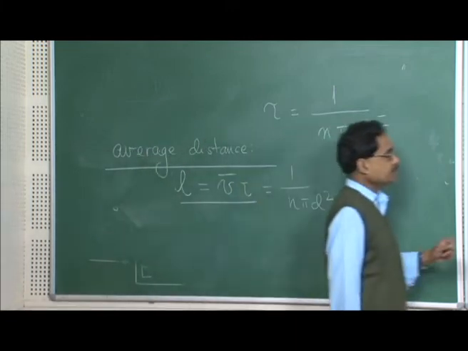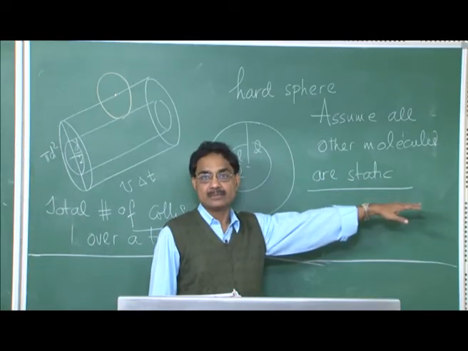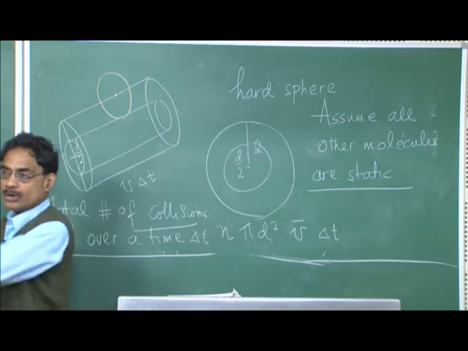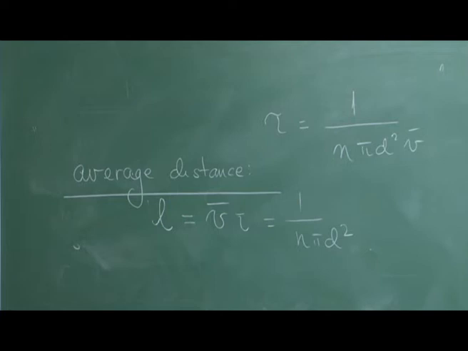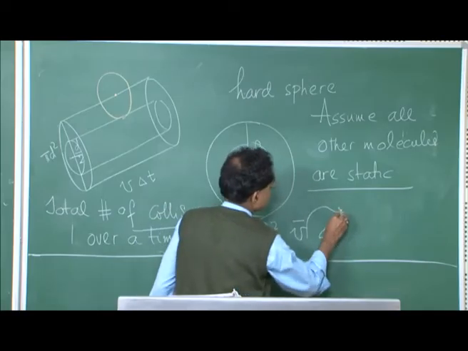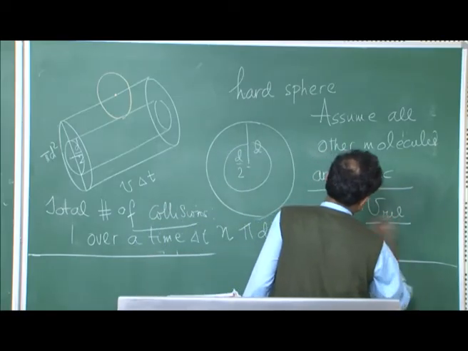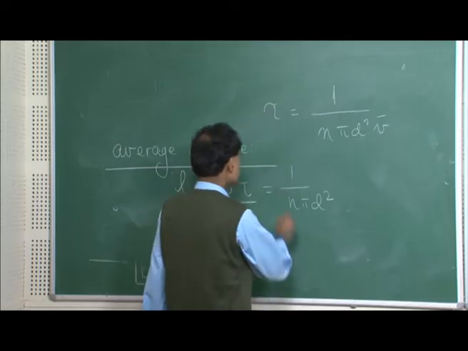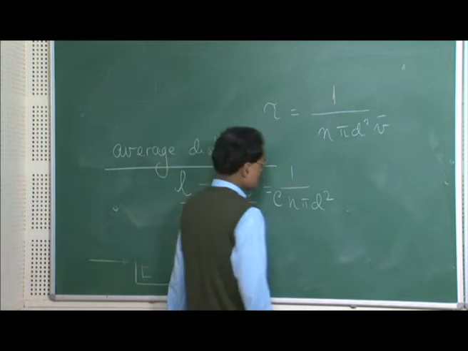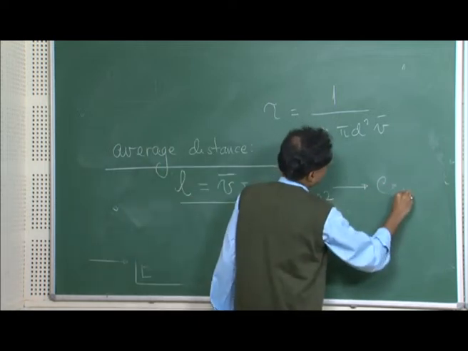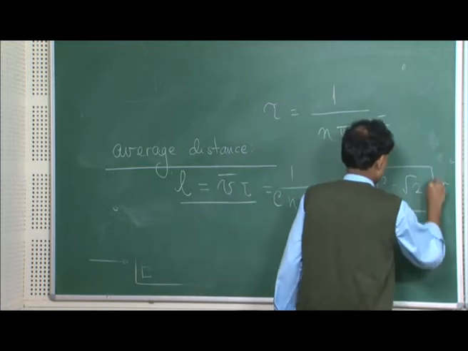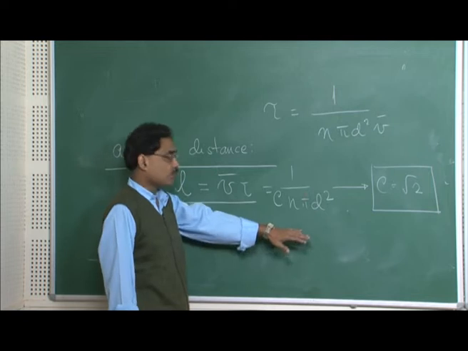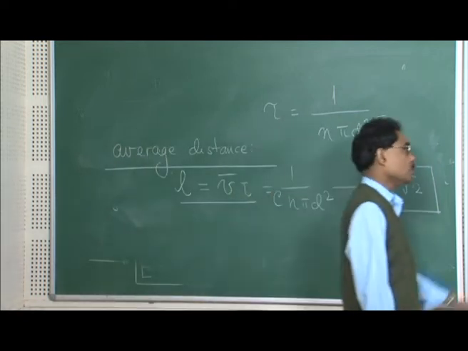I made an approximation that all other molecules are static, which is obviously not true. We do not have any specialized molecule that is moving. All the molecules are moving. So, one should actually have V relative, the relative velocity between two molecules. But that does not alter this result much. More sophisticated calculations give a factor probably of the order of root 2, but essentially the functional form we have found holds true.